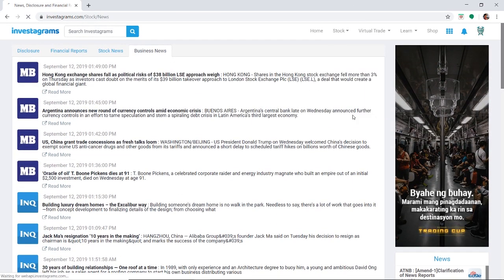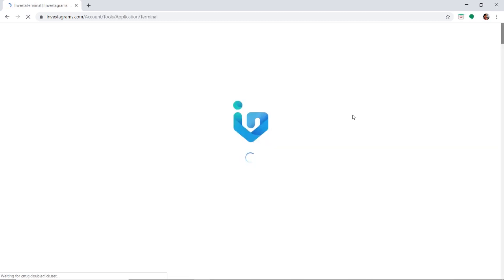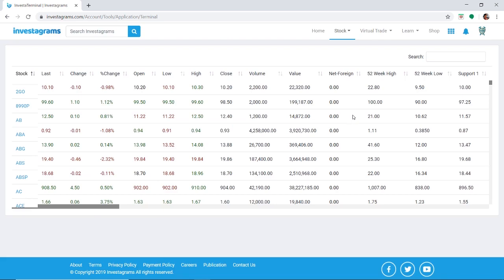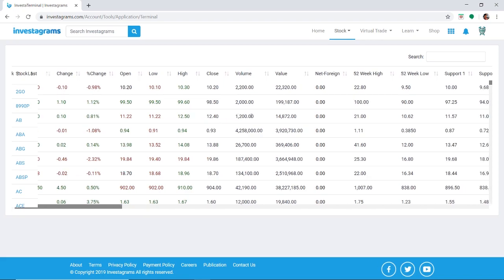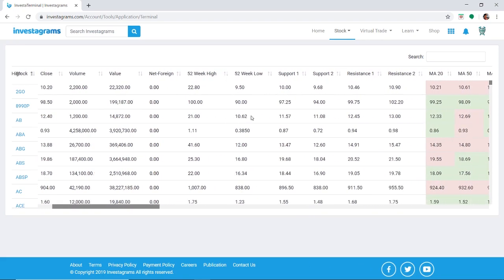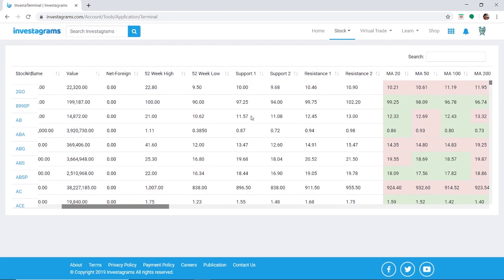Lastly, the Investor Terminal. So this one is pretty similar to the real-time monitoring, if you take a look at it, but it has more advanced analytics to consider. So again, you see the open, high, low, close, volume, value, but now there's so much more factors you can see in a quick glance, right?